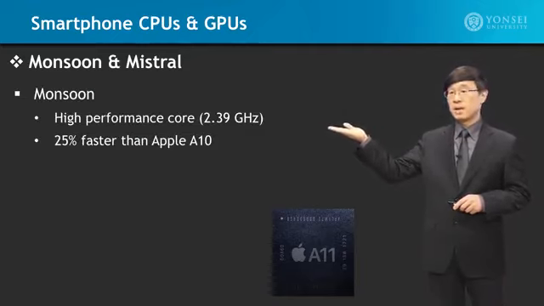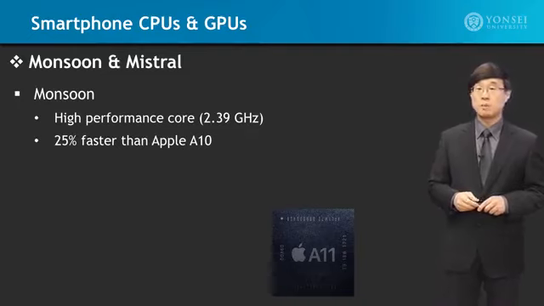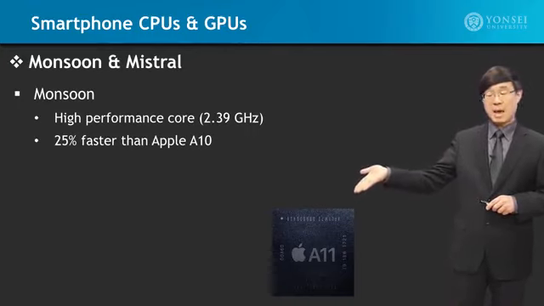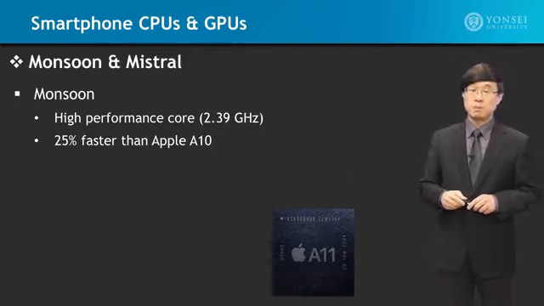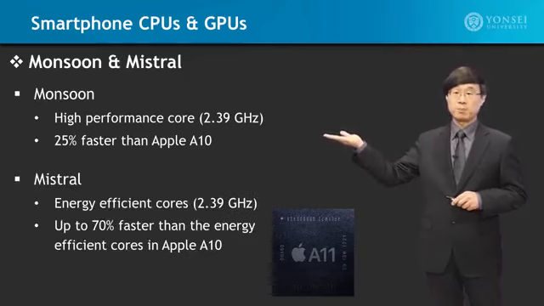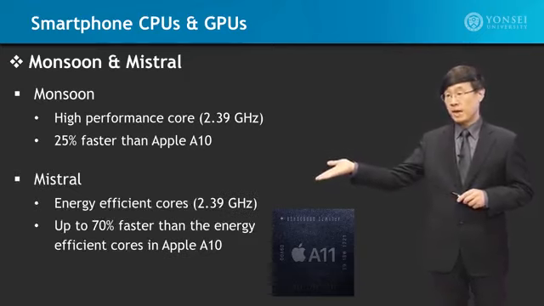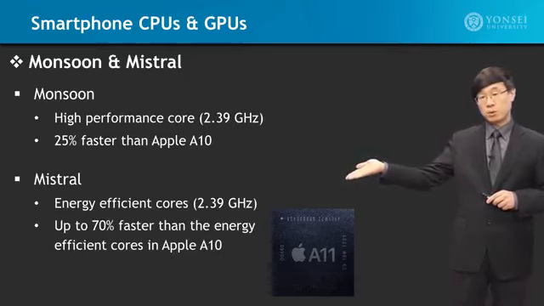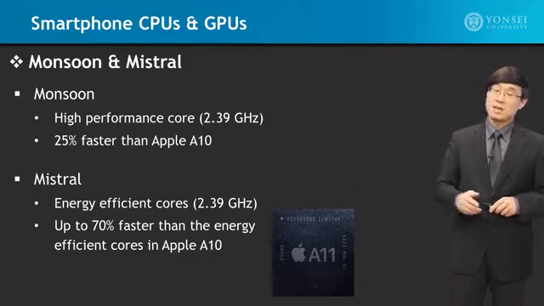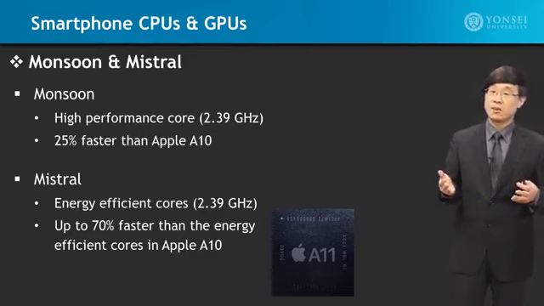For the Apple iPhone X, it uses the Monsoon and Mistral. For the Monsoon, it has a high-performance core that can run up to 2.39 GHz. Also, 25% faster than the Apple A10 chip. As you can see, the Apple A11 chip is what is being used, and its former chip that was in the former versions of the phones, basically it's 25% faster. For the Mistral, the energy-efficient cores can run up to 2.39 GHz. In addition, up to 70% faster than the energy-efficient cores in the Apple A10. This is a significant improvement.